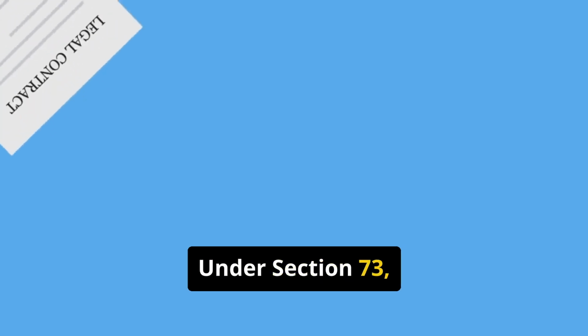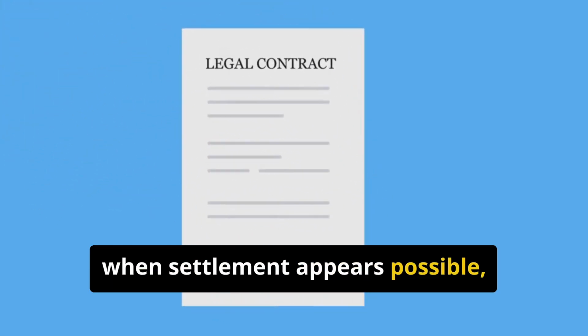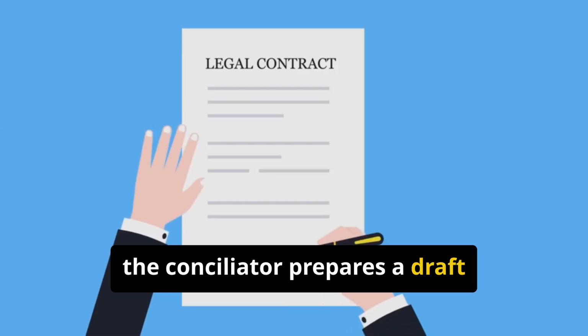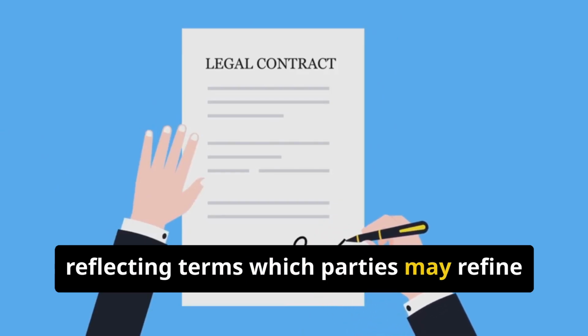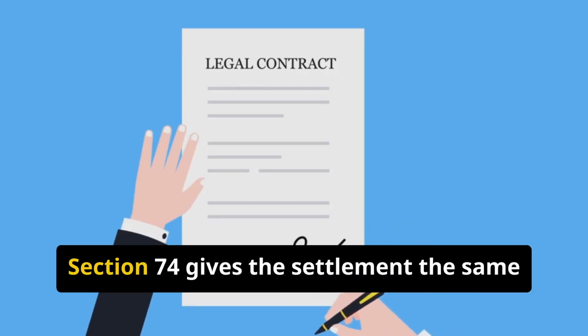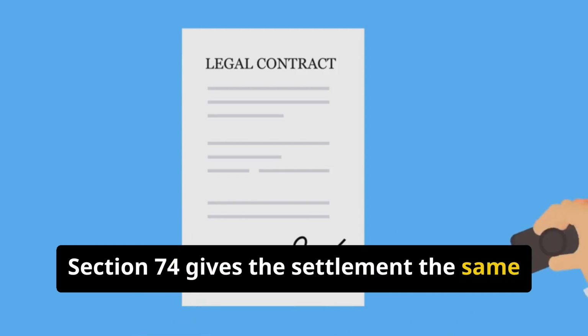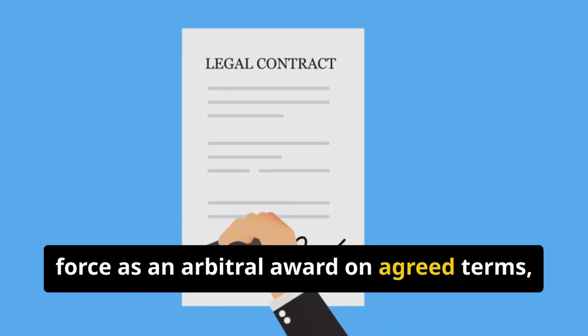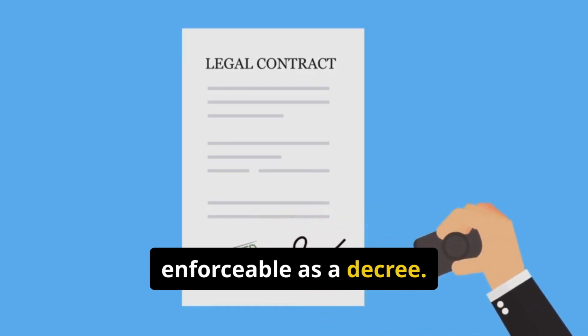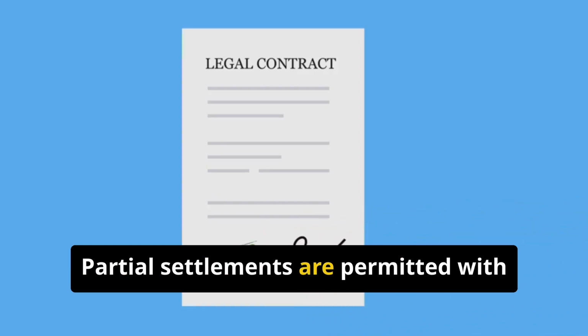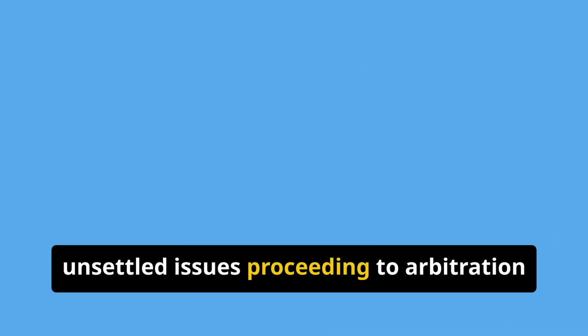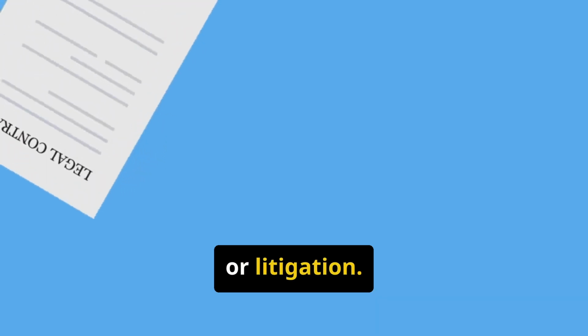Under Section 73, when settlement appears possible, the conciliator prepares a draft reflecting terms which parties may refine and sign. Section 74 gives the settlement the same force as an arbitral award on agreed terms, enforceable as a decree. Partial settlements are permitted with unsettled issues proceeding to arbitration or litigation.